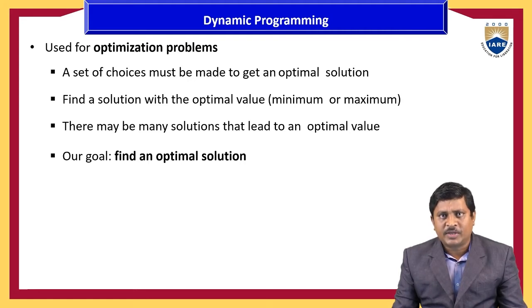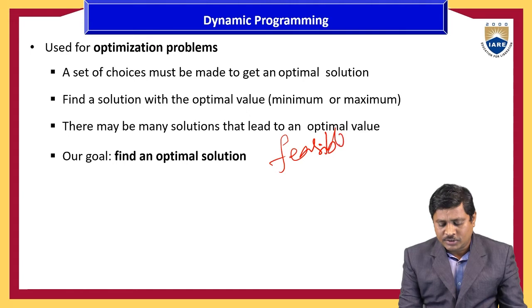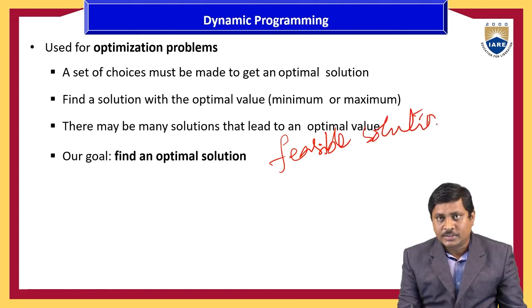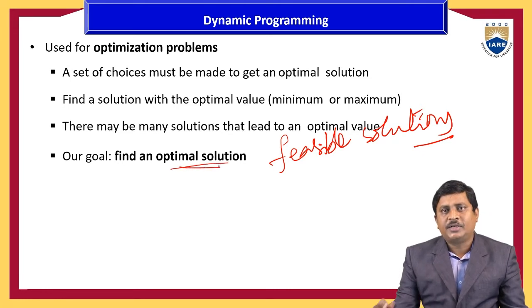So in dynamic programming, first of all, we set many choices for finding the optimal solution. Here, find the solution with the optimal value, whether it is maximized or minimized depending on the problem. There may be many solutions that lead to an optimal value. All those solutions are called feasible solutions. From these feasible solutions, we choose the best solution. That solution is called the optimal solution.